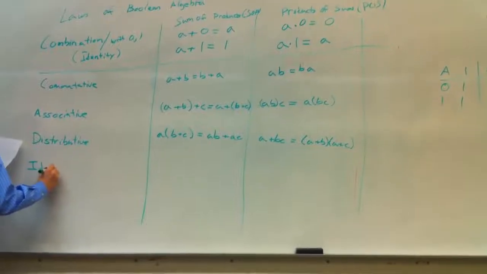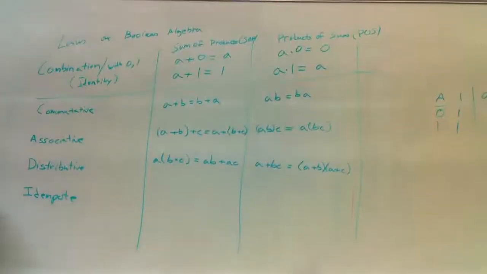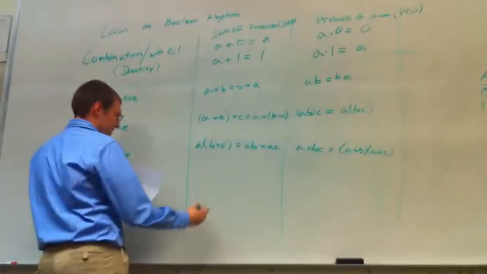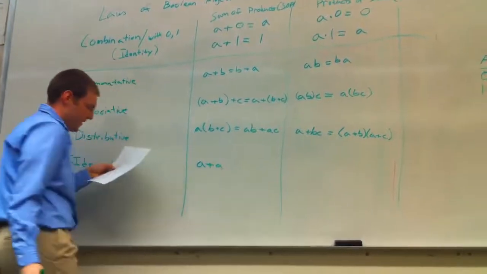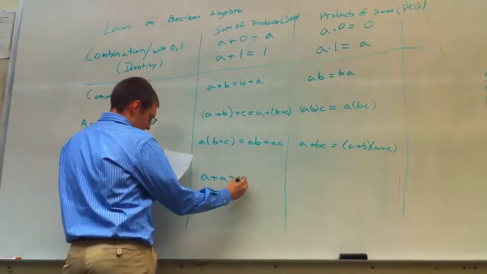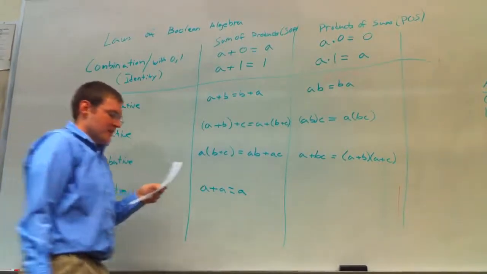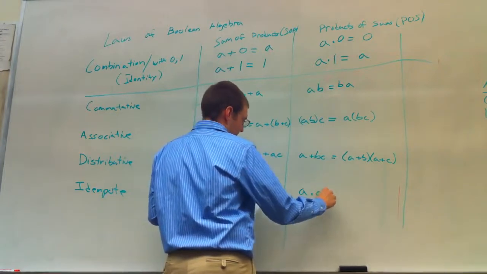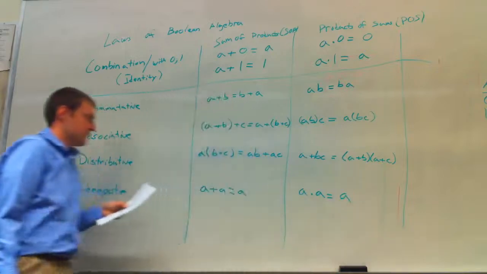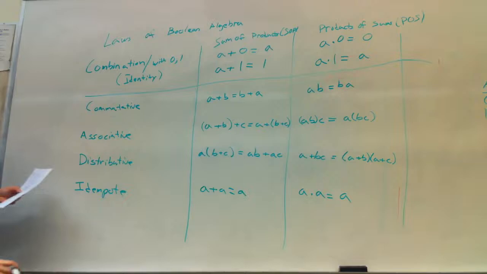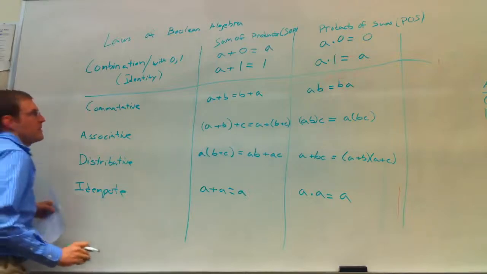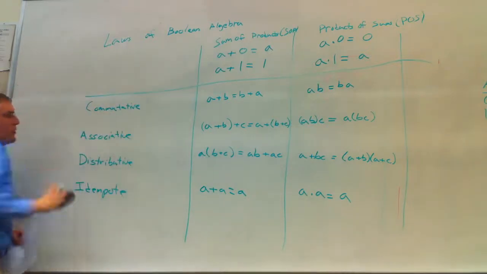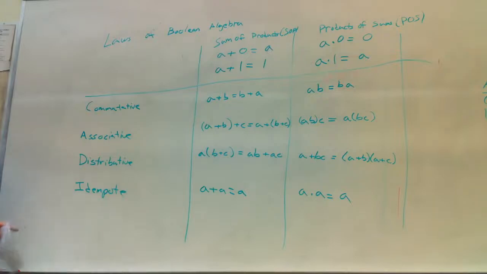This one I can never pronounce correctly, the idempotent law. We have A or A equals A, and A and A equals A. Okay. Everyone have these down? I'll try to leave the last couple ones up.